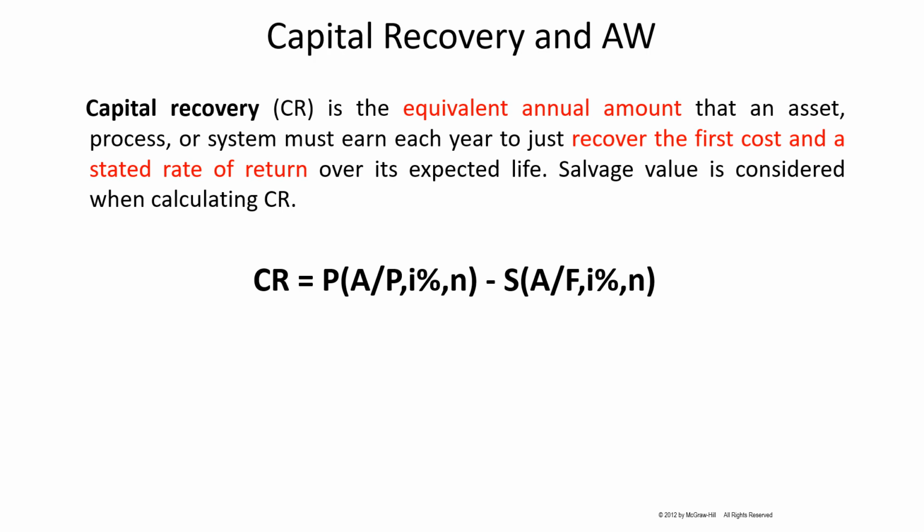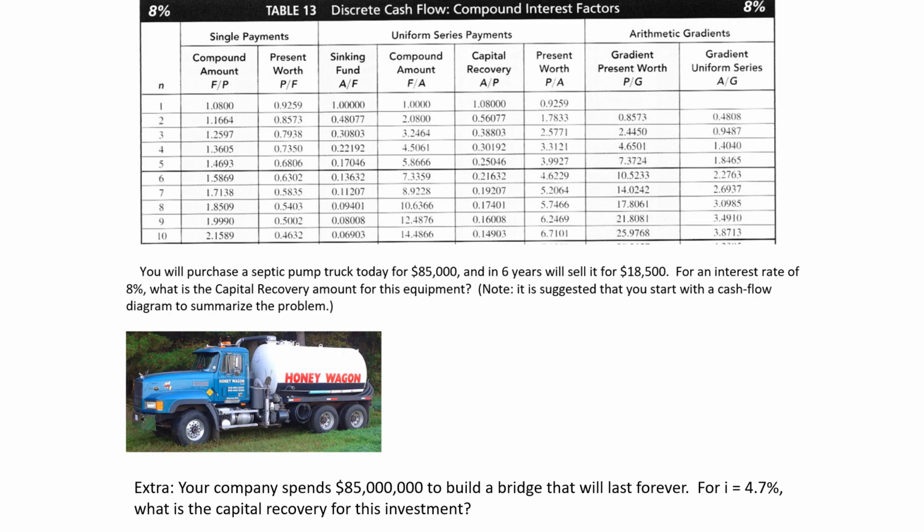So in the case of the salvage value, when you find A from the salvage value, you're spreading out that sales value of the item that's being disposed of into an annual series. And so capital recovery is the difference between the purchase price and the salvage value, both of which have been annualized. So this last question in the in-class exercise: you're purchasing a septic pump truck today for $85,000, and in 6 years it will sell for $18,500. We're given that the interest rate is 8%, and we want to know the capital recovery amount.